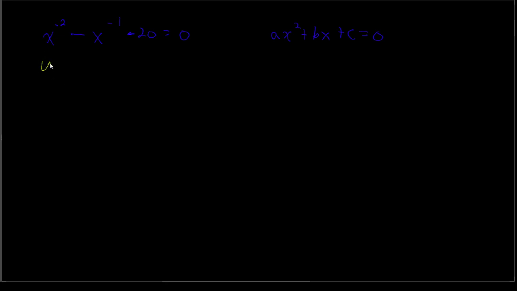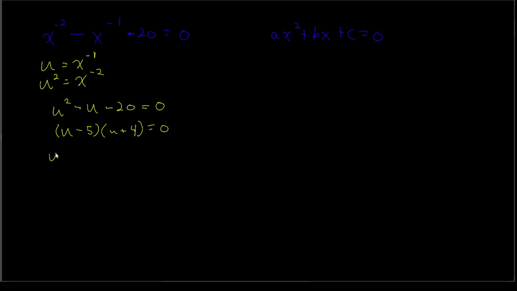We'll say that u equals x to the negative first. So u squared then will be this squared, which is x to the negative 2. That means we have u squared minus u minus 20 equals 0, or (u minus 5) times (u plus 4) equals 0. That means u equals 5 and u equals negative 4.